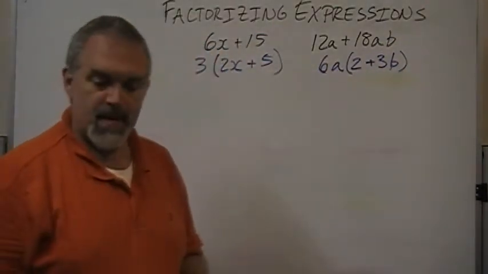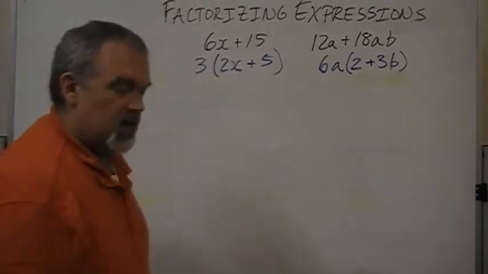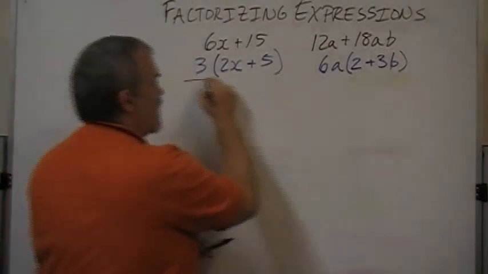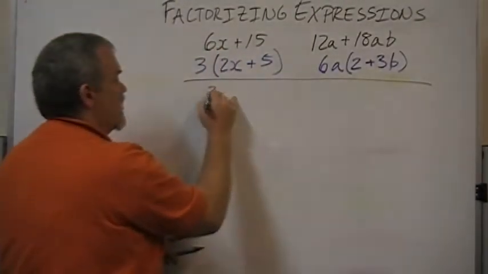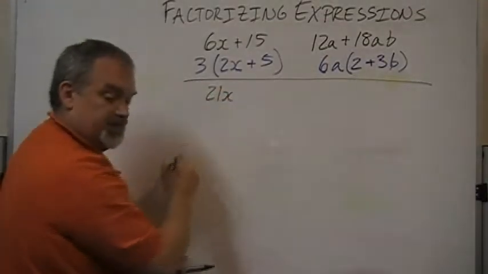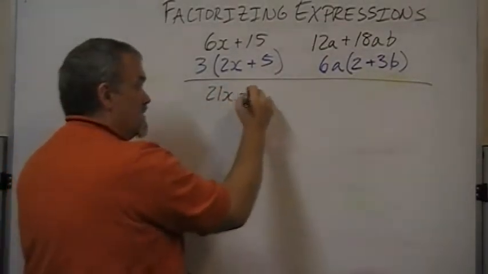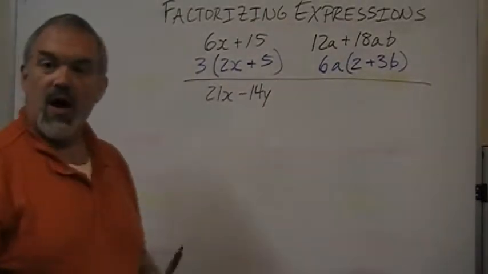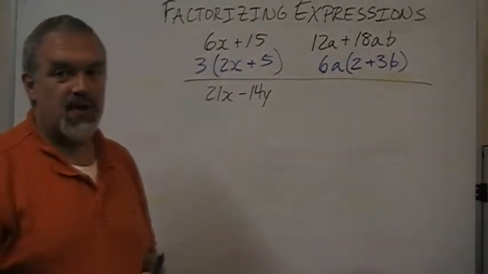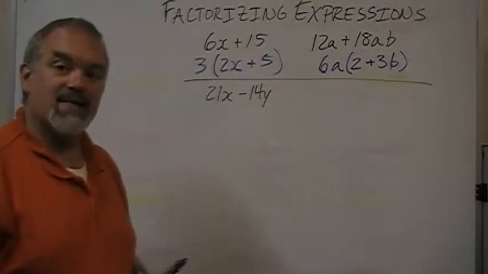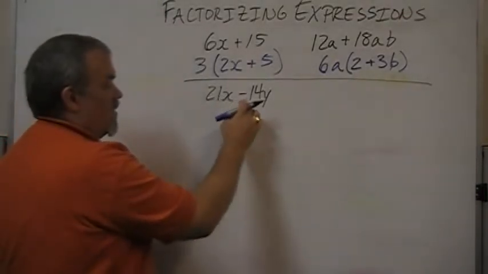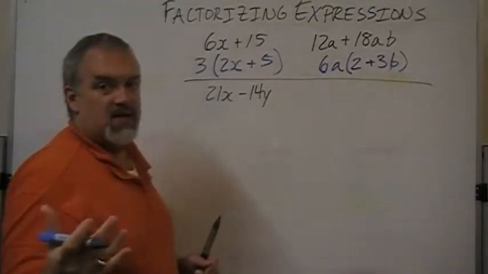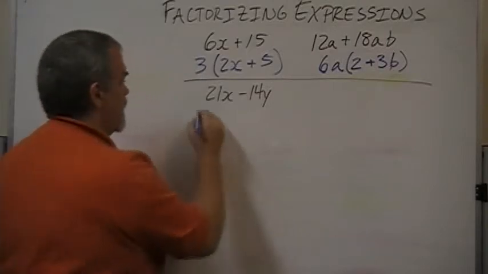Okay? Next example. 21, let's draw a line here to keep these separated. 21x minus 14y. Now, what's our highest common factor? Always the first question when factorizing. What is the highest common factor? 21, 14, biggest number that will divide evenly into both of those is 7.